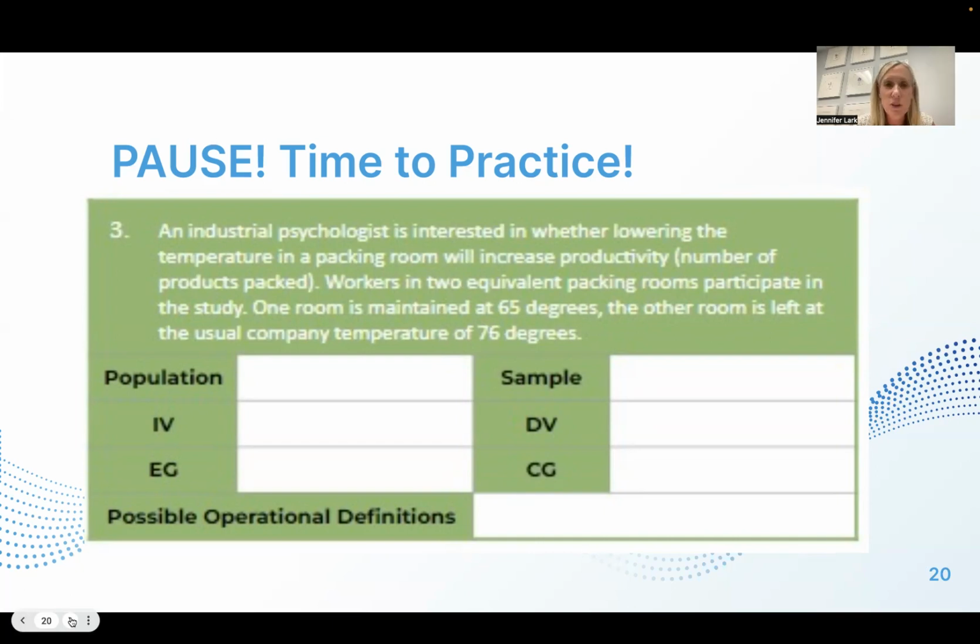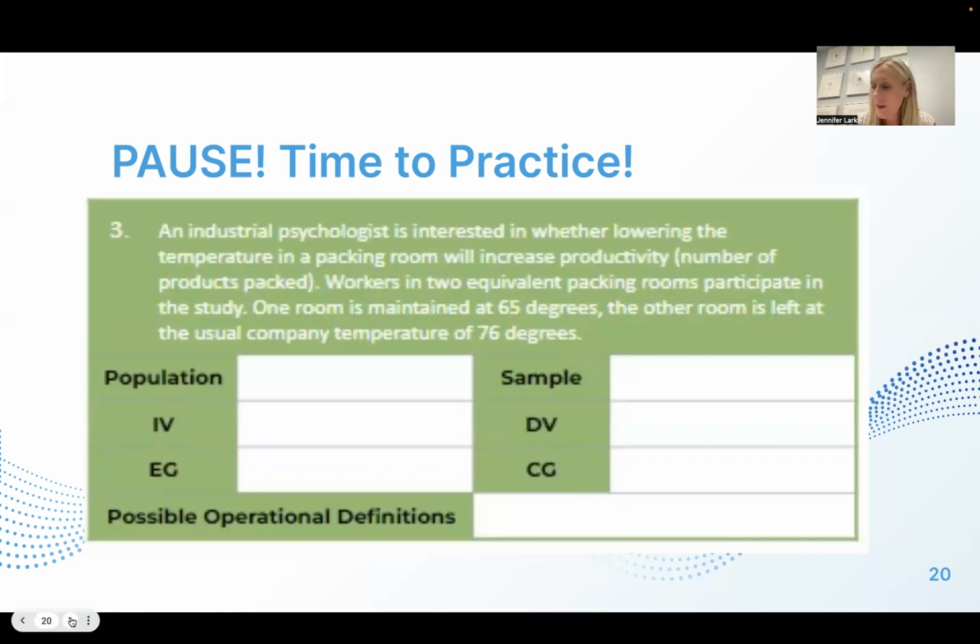So an industrial psychologist is interested in whether lowering the temperature in a packing room will increase productivity, the number of products packed. Workers in 2 equivalent packing rooms participate in the study. One room is maintained at 65 degrees. The other room is left at the usual company temperature of 76 degrees. So in this case, go ahead and pause and practice on your own.